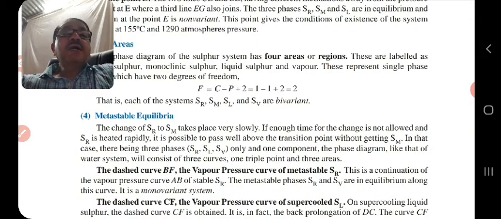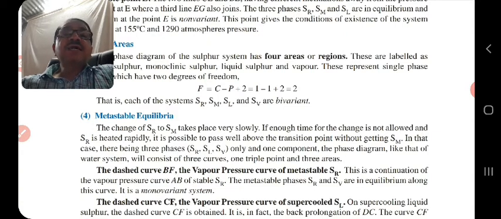Another concept attached to this sulfur system is metastable equilibria. The change of SR to SM takes place very slowly. If enough time for the change is not allowed and SR is heated rapidly, it is possible to pass well above the transition point without getting SM. In that case, there being three phases SR, SL, SV only and one component, the phase diagram, like that of the water system, will consist of three curves, one triple point and three areas.